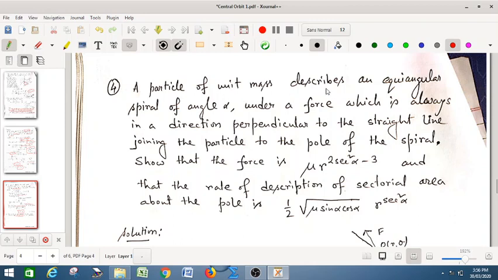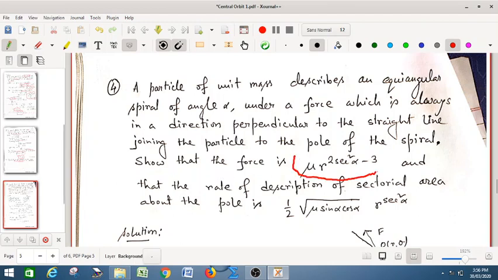A particle of unit mass describes an equiangular spiral of angle alpha under a force which is always in a direction perpendicular to the straight line joining the particle to the pole of the spiral. Show that the force is this. So you have to prove the force is this, and the rate of description of sectorial angle about the pole is this. So we talked about a sectorial angle, that is theta dot.